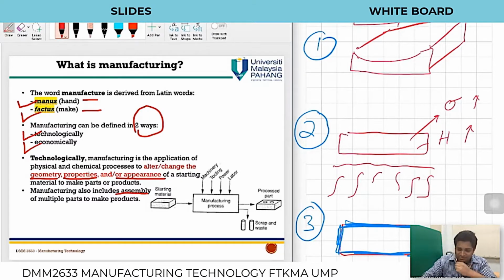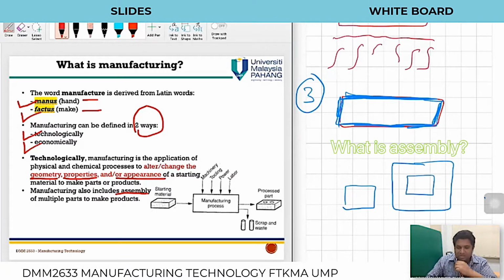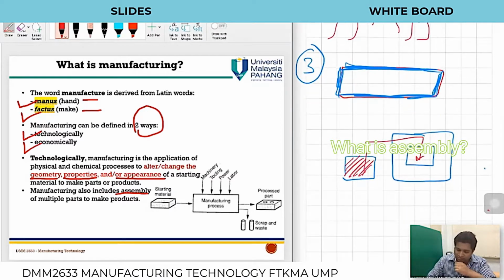What is assembly? Let's say I have this part, and I have another part which has a shape like this. Now if I am going to put this part inside this part, this is called fitting. So I have put this part inside, and this putting of parts together is called assembly operation.